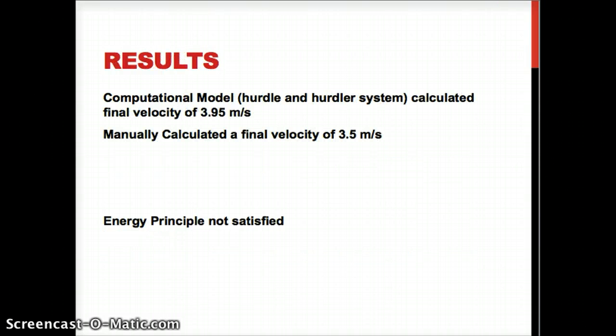The results that I found are that the computational model, or the system of the hurdle versus the hurdler, with the net force of the hurdle that we calculated later, I'll show you that, calculated a final velocity of 3.95 meters per second versus the actual manual calculated final velocity of 3.5, which includes all the outside variables. As well, for the what-if question, the energy principle is not satisfied, and I will also explain that later on.